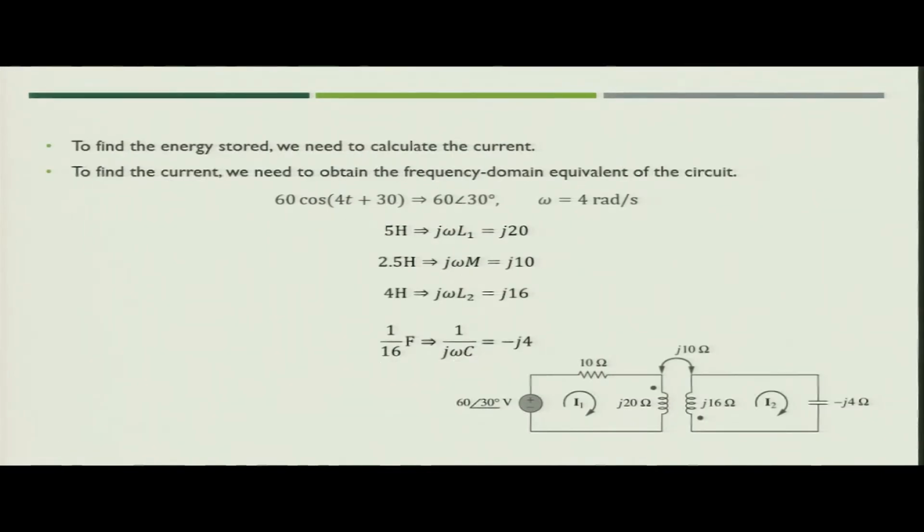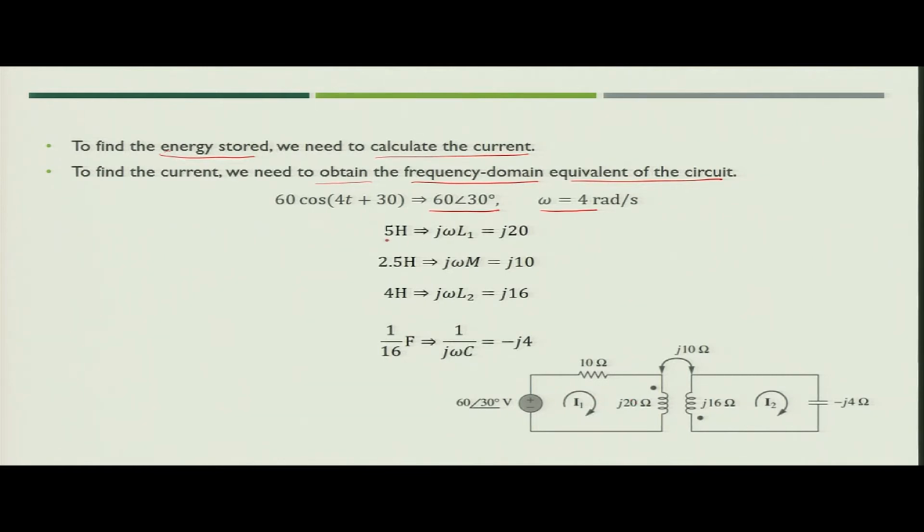Now, the next task is that to find the energy stored, we have to calculate the value of current. So, for that what we need to do? We need to first obtain the frequency domain equivalent of the circuit. So, when you convert it into frequency domain equivalent, your voltage will become 60 angle 30 degree, and the omega value is 4 radian per second.